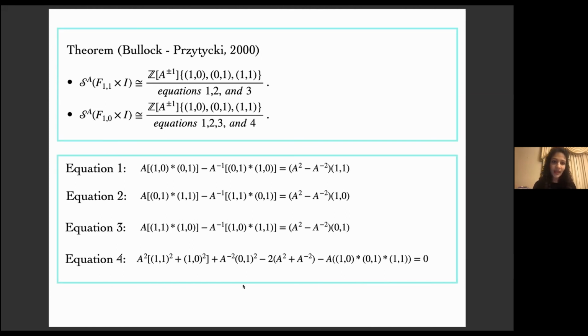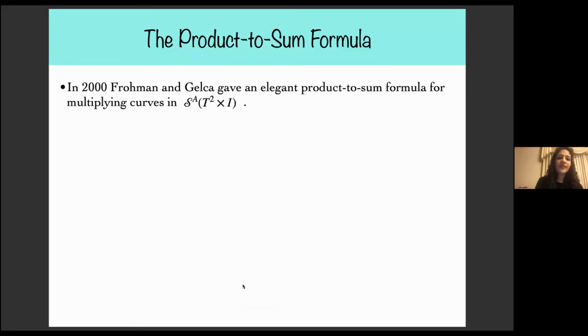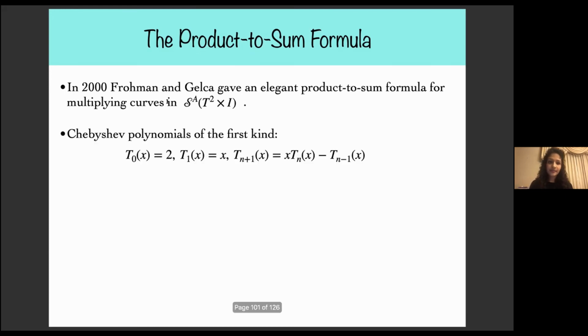All right. So this brings us to the celebrated product-to-sum formula for the Kauffman bracket skein algebra of the torus. In the year 2000, Charlie Frohman and Răzvan Gelca showed that the Kauffman bracket skein algebra of the thickened torus is isomorphic to a subalgebra of the non-commutative torus. They did that by giving a complete description of the multiplicative structure of this skein algebra, with a really nice product-to-sum formula for the multiplication of curves. The elements that they used to obtain this formula are Chebyshev polynomials of the first kind.